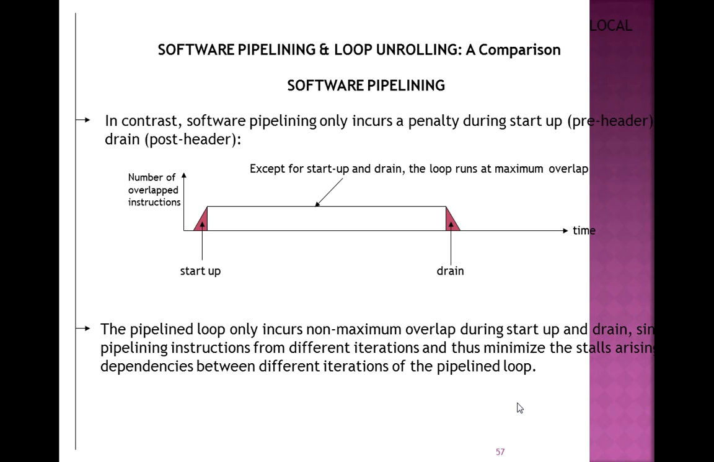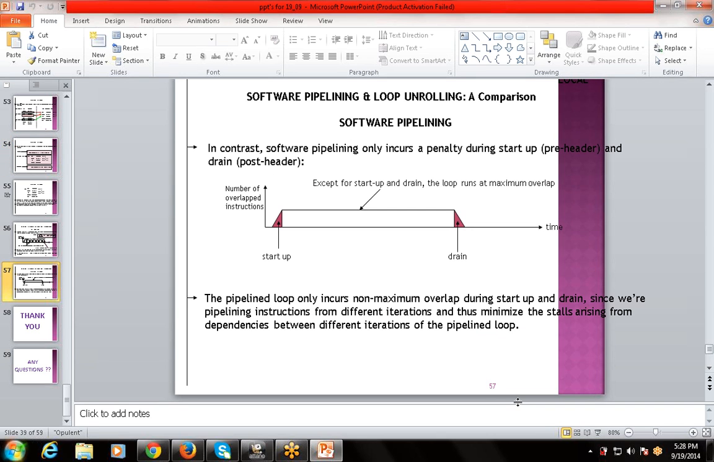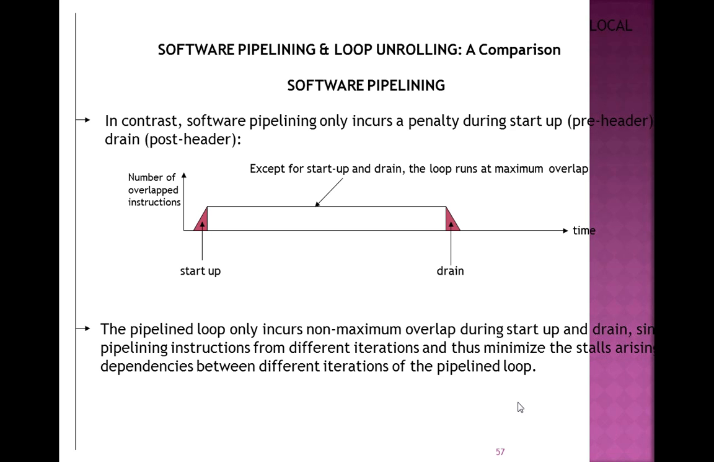Now, what is software pipelining? In contrast, software pipelining only incurs a penalty during startup, that is the pre-header or filling, and then there is a drain, that is the post-header. So pipelining incurs a penalty during the startup phase and the drain phase. Except for the startup and the drain, the loop runs at the maximum overlap.